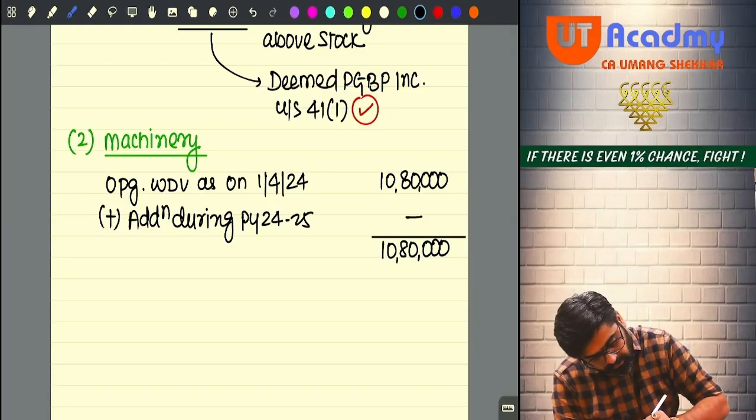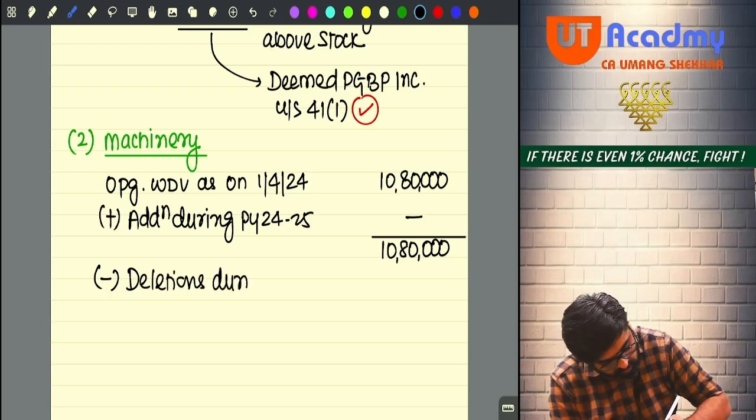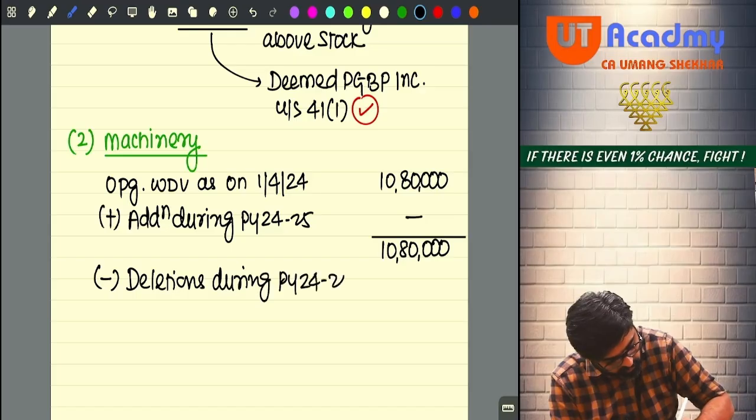So what I will do, I will reduce deletion during previous year 24-25. This is damage or destruction.